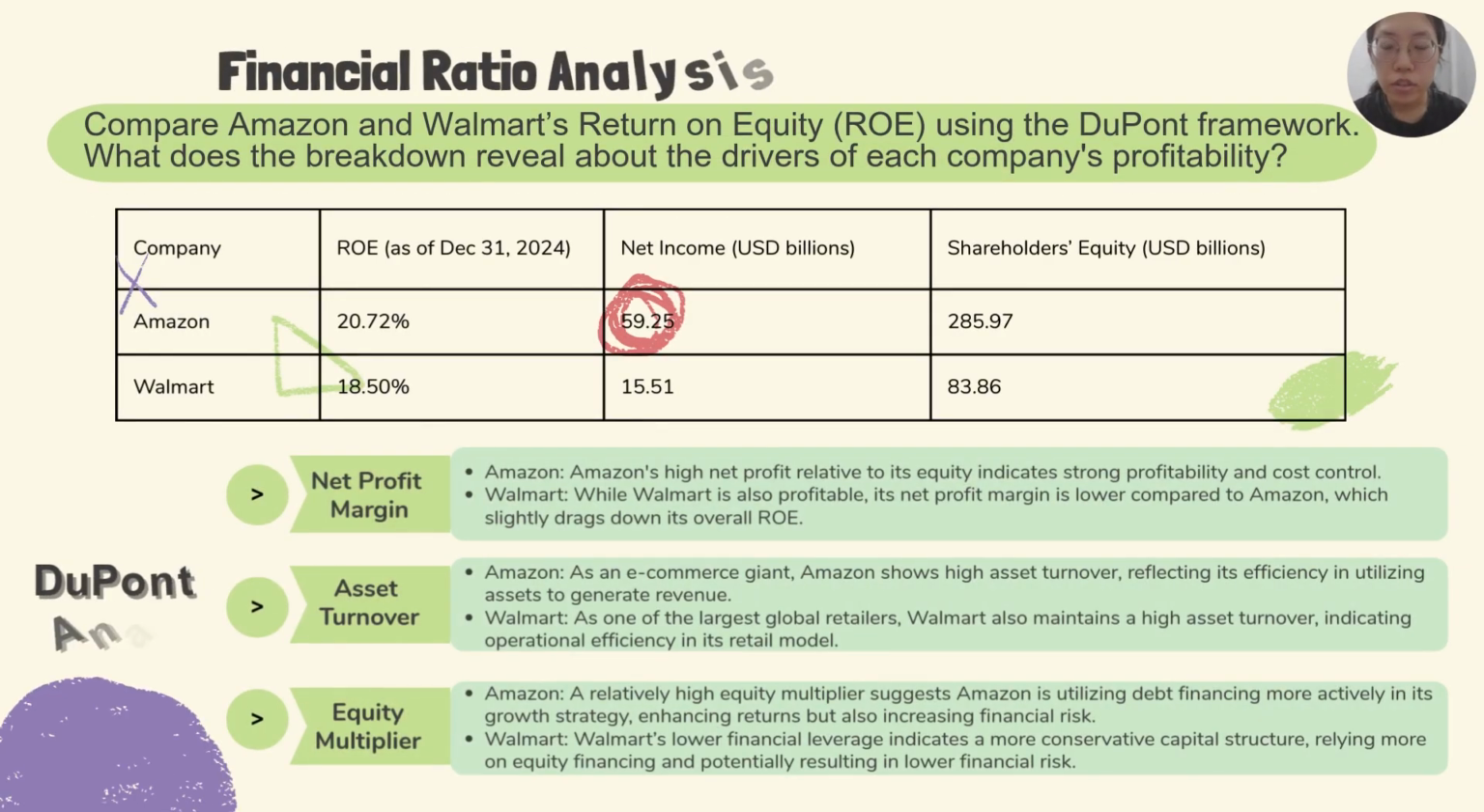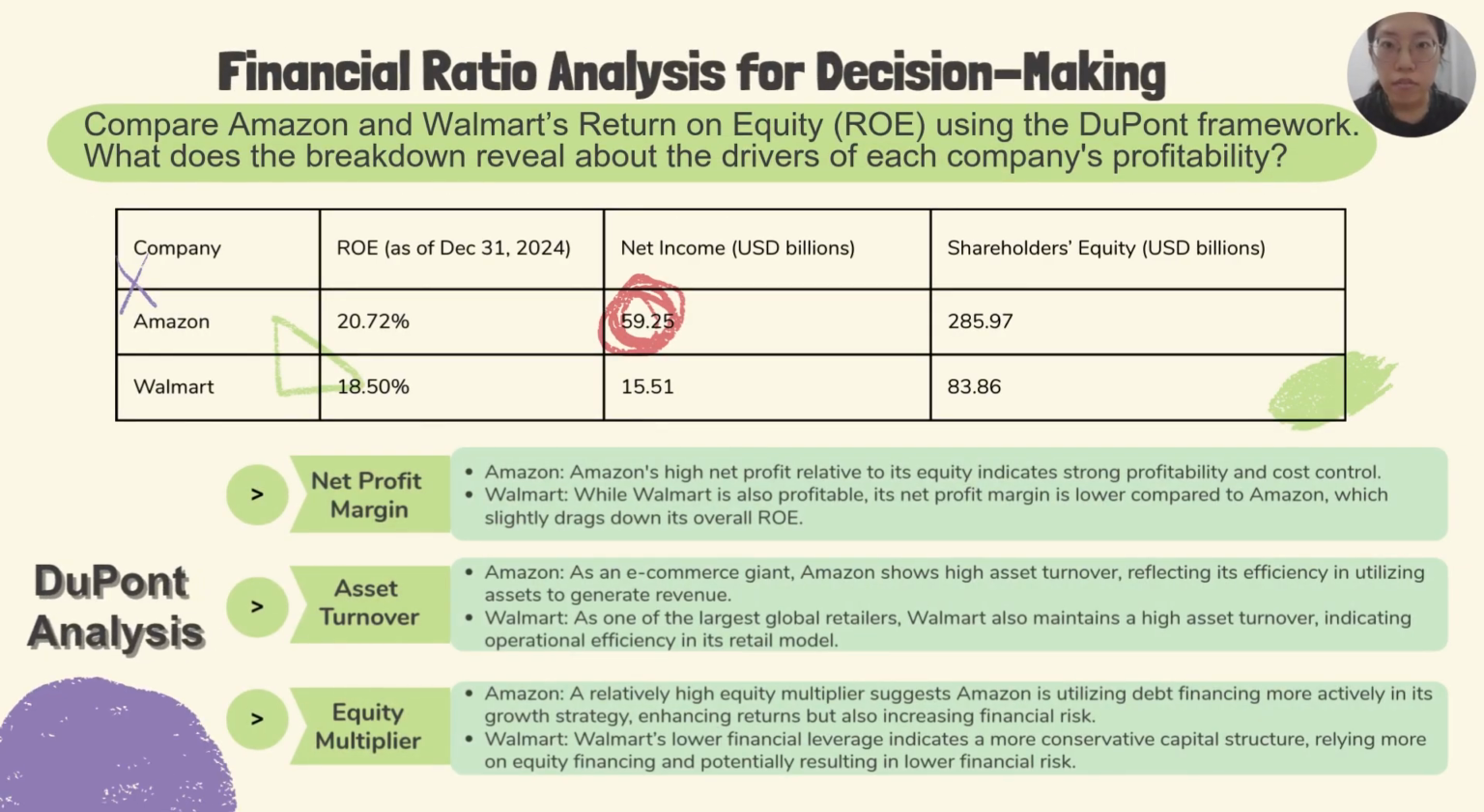So now I will talk about the first part, financial ratio analysis for decision making. And the first question: compare Amazon and Walmart's return on equity using the DuPont framework. And what does the breakdown reveal about the drivers of each company's profitability? So first, let's look at the comparison between Amazon and Walmart.